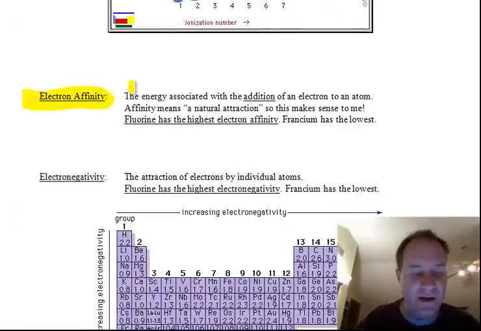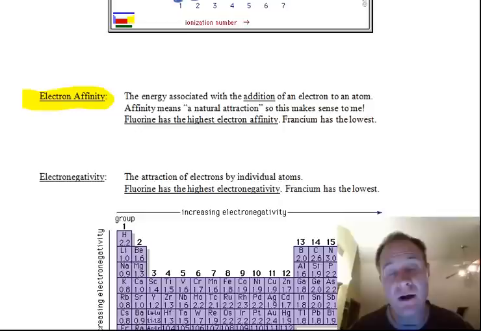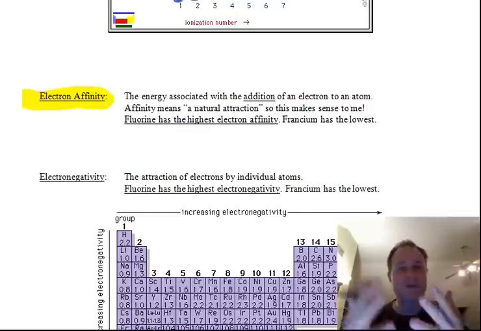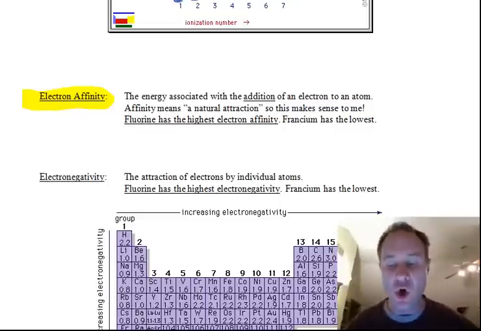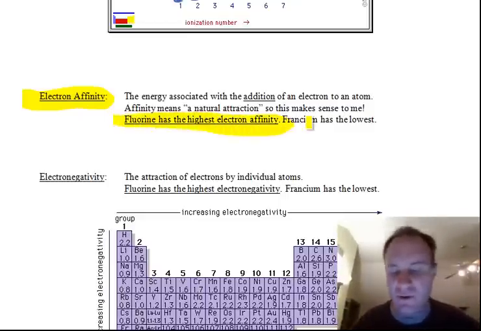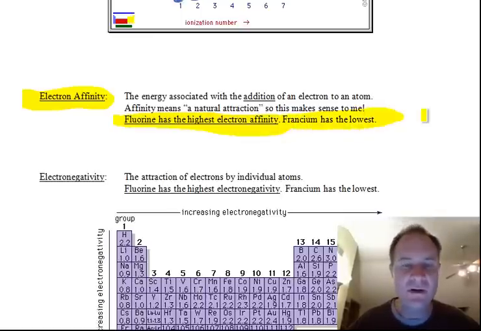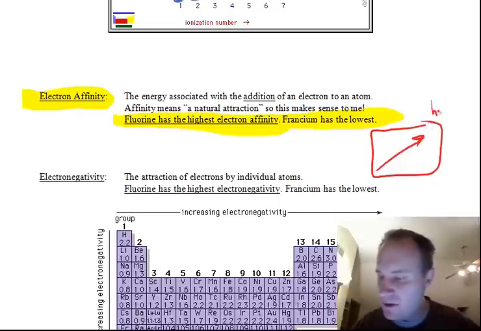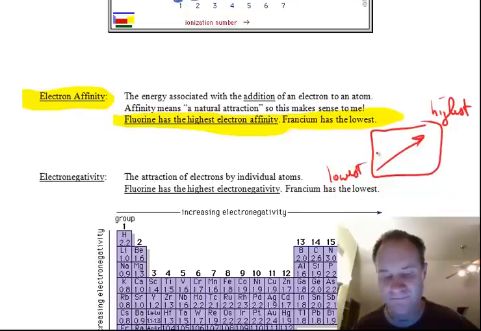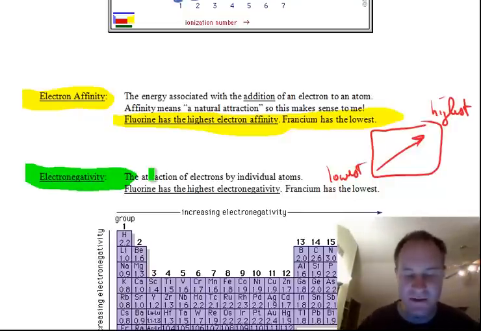Basic definition for electron affinity. It isn't that popular or common of a thing that really is essential, but I put it in here for you just so that way you've seen it. It's really the opposite of ionization energy. Ionization energy involves taking away an electron. Electron affinity means putting an electron on. Okay? And the trend, fluorine has the highest, francium the lowest. Okay? And so basically, if that's my periodic table, that would be the highest in that corner, the lowest down here. Okay? And the trend for electronegativity.